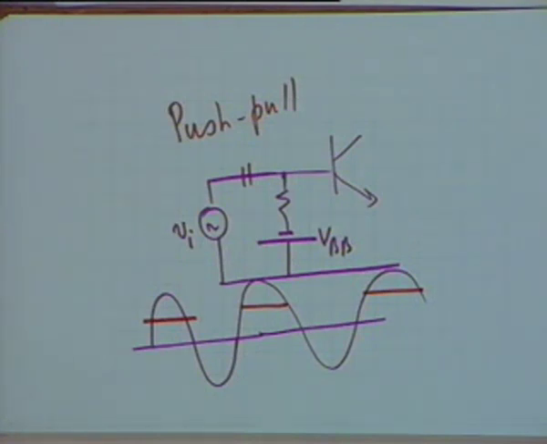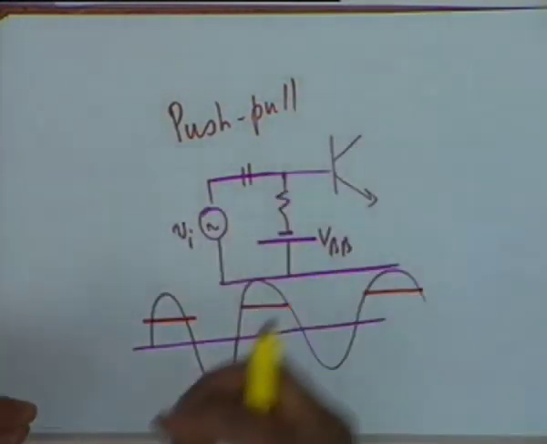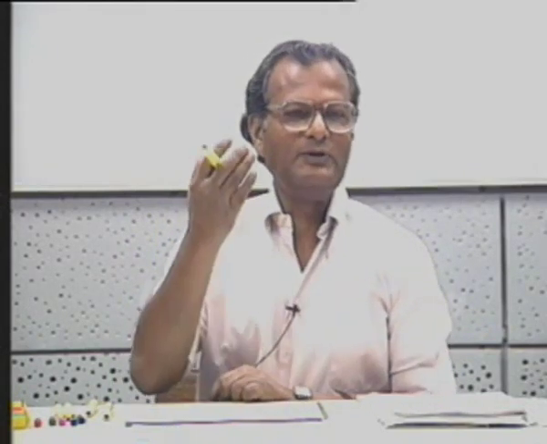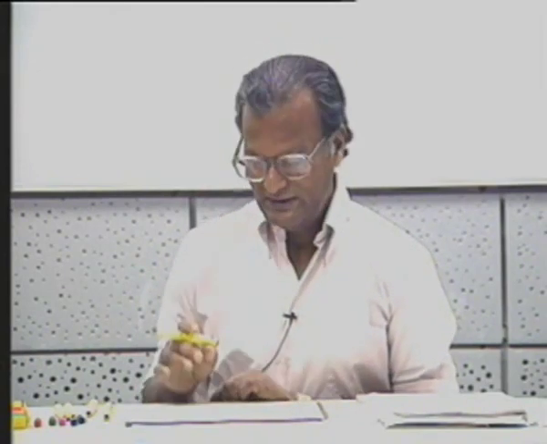Now the problem of distortion. As you see in class B operation, two transistors are used. One takes care of the positive half cycle, the other of the negative half cycle, and the two outputs are so combined that a full cycle of the output is obtained. So there is no distortion. In class C, this is not possible, because even a half cycle is not obtained.